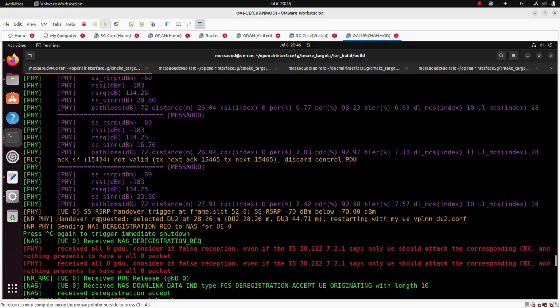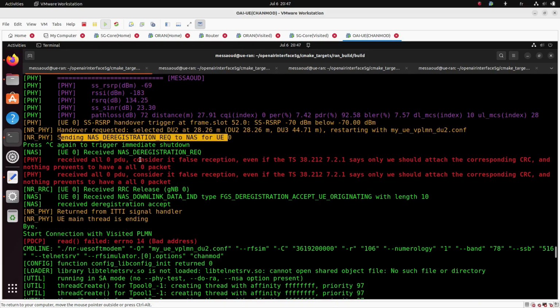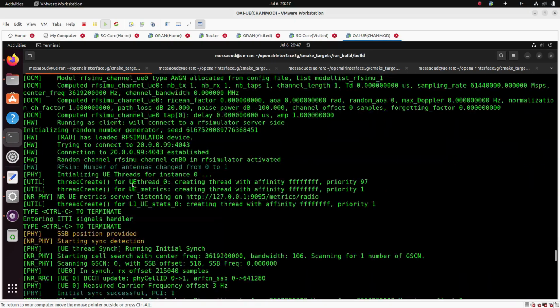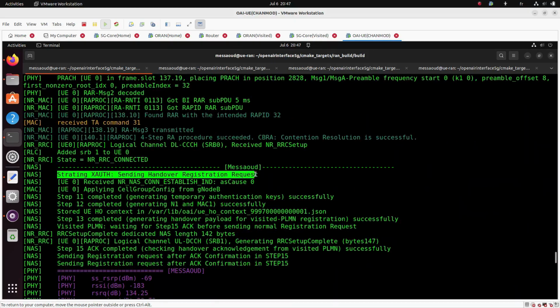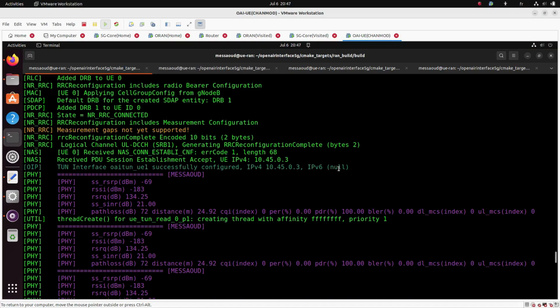When the RSRP drops below -70 dBm, we send the registration request and we trigger a handover, and the authentication phase begins using the XAuth protocol. The interface is created.